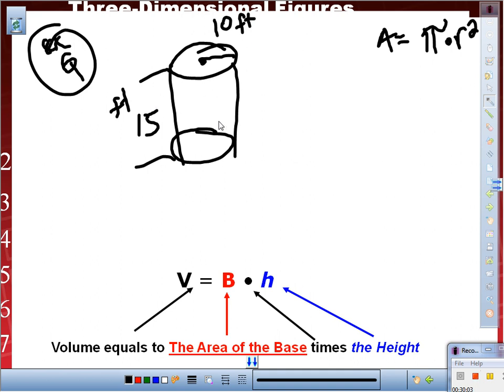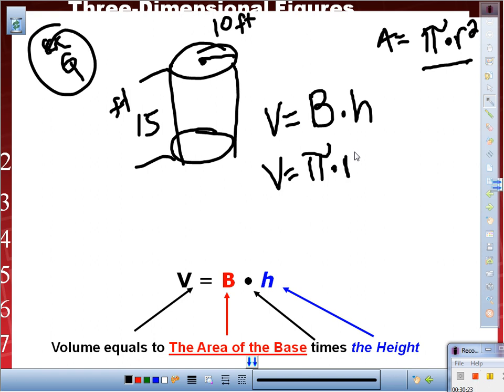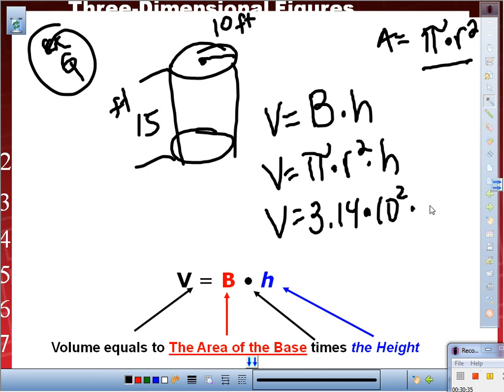So check this out. To find the volume, what do I write? Base times height, but this is area of the base. So instead of this, what do I write? Pi times r squared times height. So now let's plug in numbers. What is pi? 3.14 times, what is r? 10 squared times 15, and once you compute all that, at the end it's going to be in feet cubed because we multiply 3 numbers.